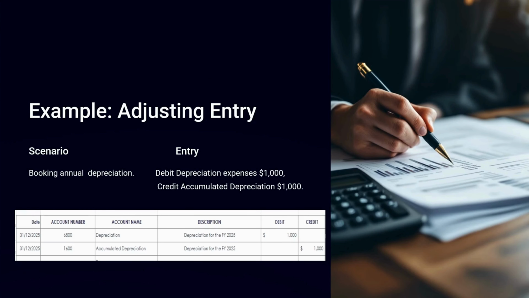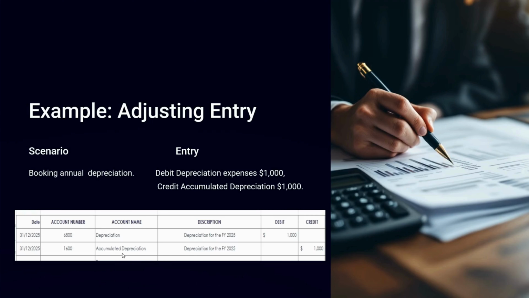So here is an example for an adjusting entry. We have depreciation, booking for annual depreciation. The company debits the expenses account for 1,000, and we credit the accumulated depreciation for the same amount. So here our account is depreciation 6,800, which is recorded on the debit side. So this is a cost account, and it will be booked in the income statement.